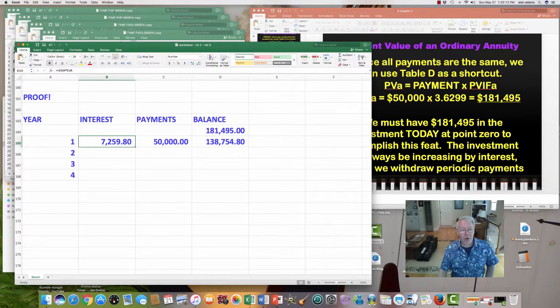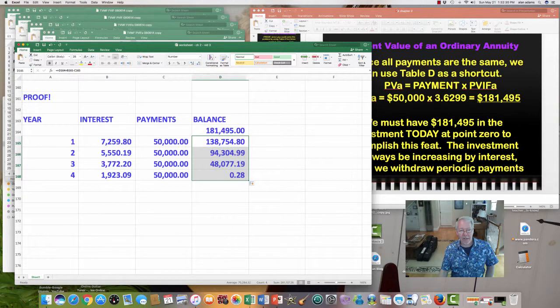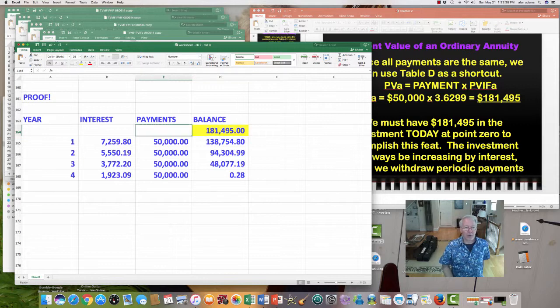Okay? So I'm going to take that same number of payments and replicate that down. 4 payments of $50,000. Whatever is working for me will earn interest and it will be declining. And of course, I take my balance down and look at that. It works. Okay? There's my $181,495. It grew by $7,000 to about $189,000 in the first year, and then I took out $50,000, leaving me only $138,000. That number earned me less, but still earned me something. I take out my second amount.